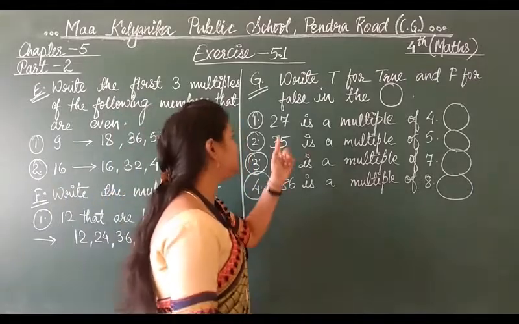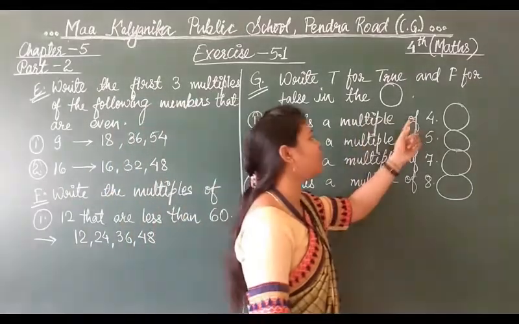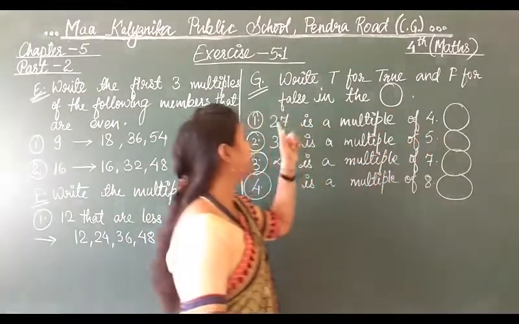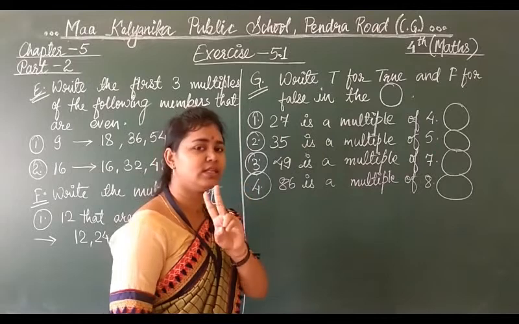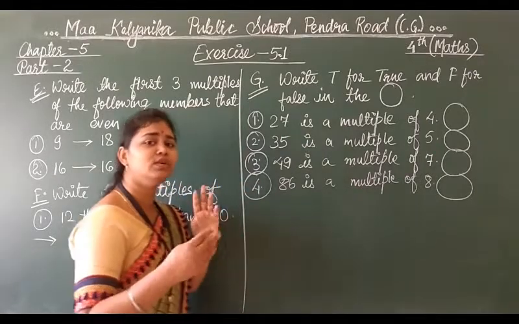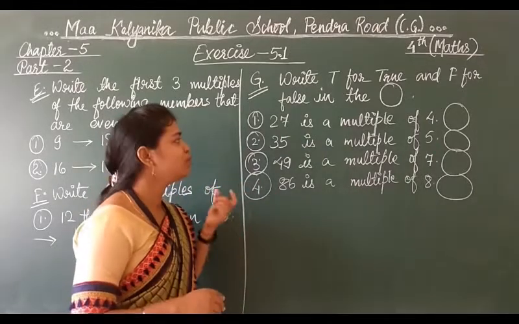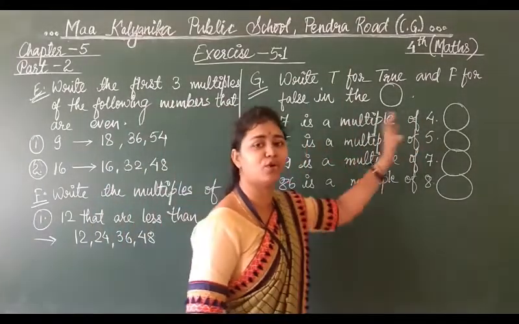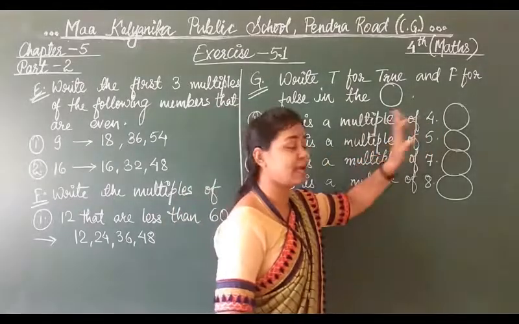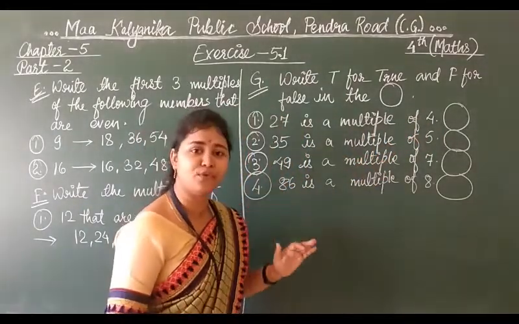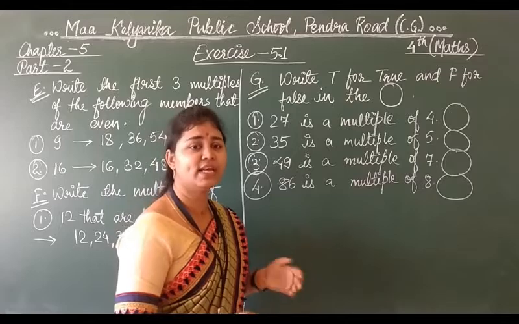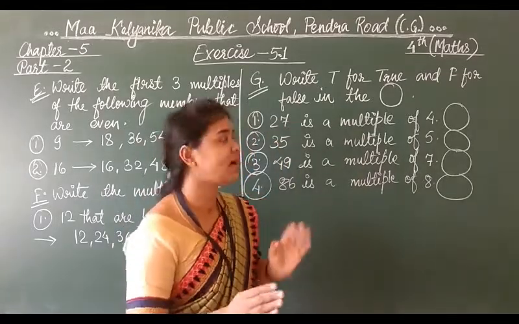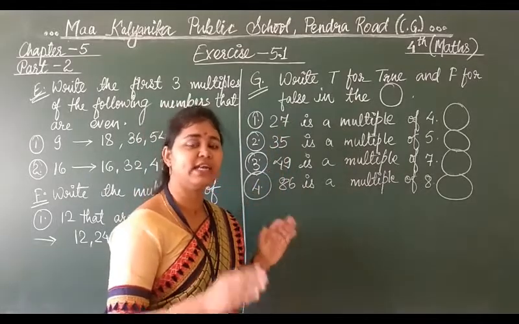If it is true, you have to write T, and if it is false, you have to write F. So see, 27 is a multiple of 4. That means, in the table of 4, does 27 come or not? Two steps are there, two methods by which you can find out whether 27 is a multiple of 4 or not. First, by reading the table of 4, we will check if 27 is coming. Second, we can divide 27 by 4.